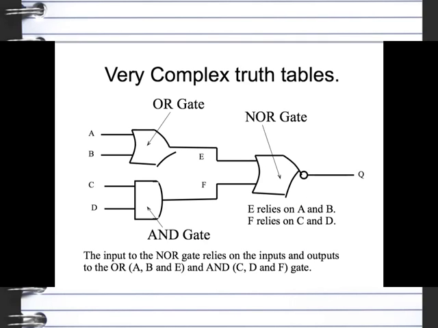So here we've got a very complex set of logic gates. Now here we've got an OR gate, and we've got an AND gate, and then we've got a NOR gate. So what we need is either A or B to go in to give us an input to here. And then C and D are needed to give us an input to here. So E relies on A and B, F relies on C and D, and therefore Q will rely on E and F. So let's have a look at the truth tables for this one.